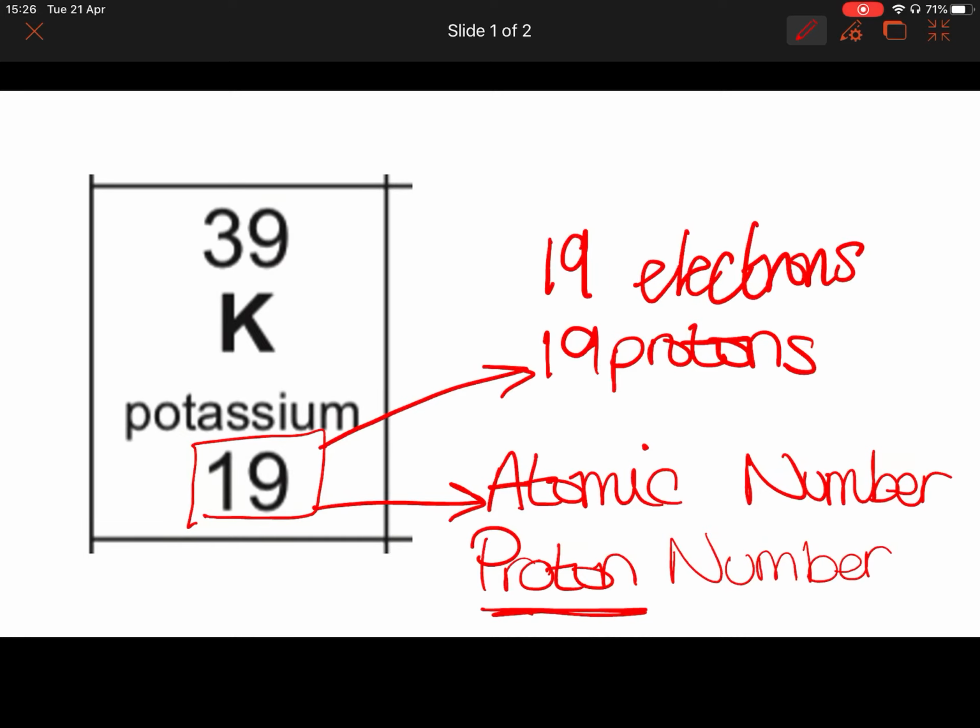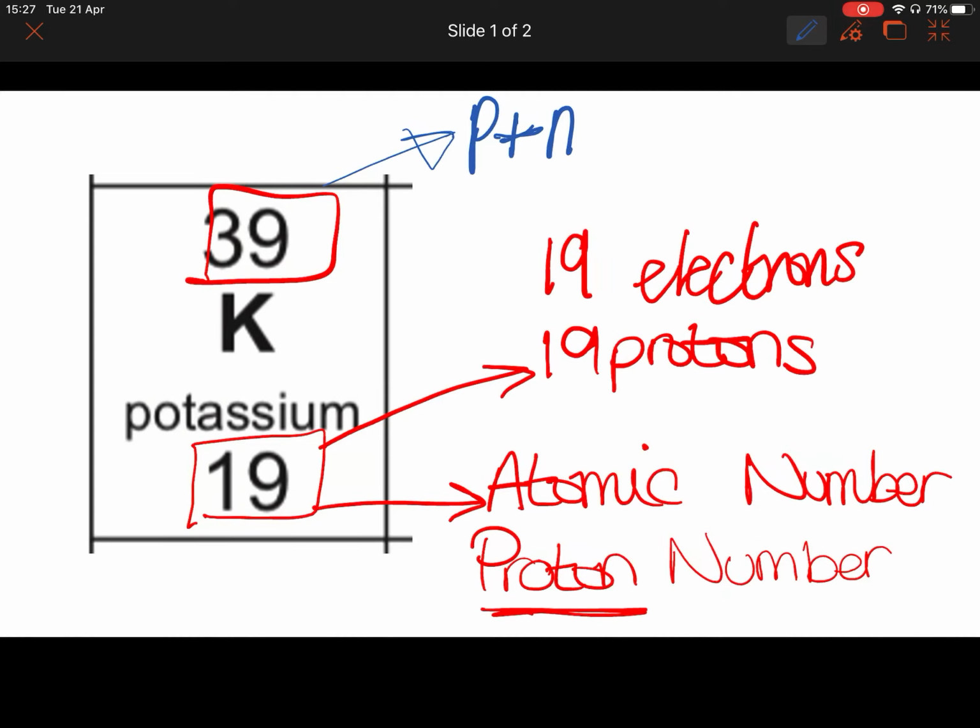Now, the top number is a little bit harder. Actually, I'm going to change colour for this. So this top number is a little bit harder. This is our mass number. So that defines how much mass we have got in our atom. Now, remember, electrons have no mass, protons have a mass of 1, so do neutrons. So this number is telling us how many protons and neutrons I've got. So P's plus N's. How many P's and N's combined?